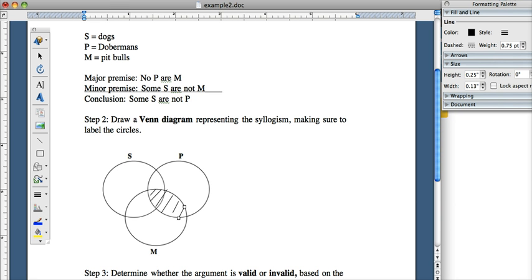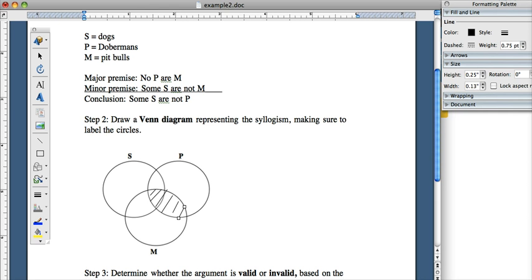This is, of course, false, but we don't worry about that. Okay, then we want to diagram some S are not M. Sorry, it was actually no Dobermans are pit bulls, which is true, but that doesn't matter. Okay, so some S are not M.